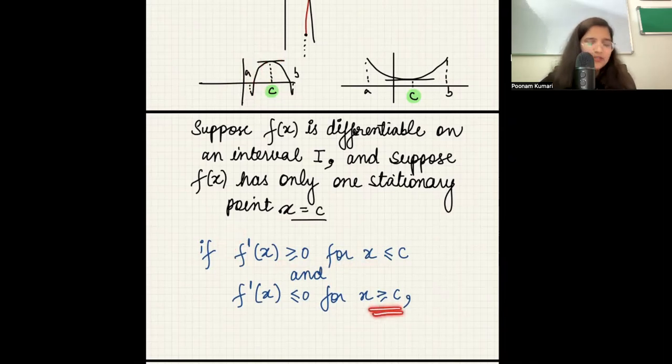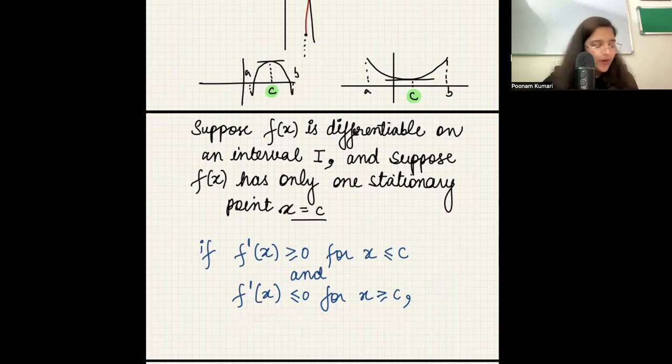And if to the right of this point C, your slope is negative, or the derivative of x is less than or equal to 0, here I can see that it is 0 and then it's negative, negative, negative. This tangent is downwards. That means the slope is negative. Can you see what we are going to say? Point C is the point of maxima. So if these conditions are satisfied, your function is differentiable.